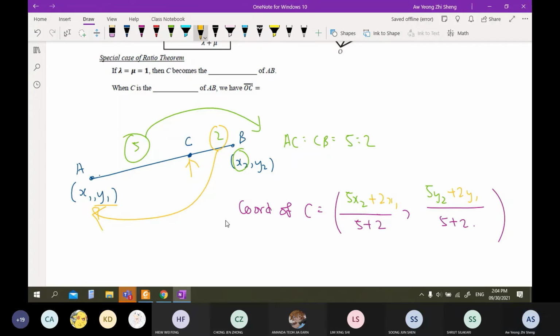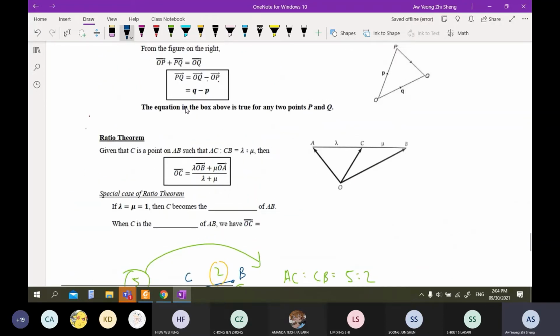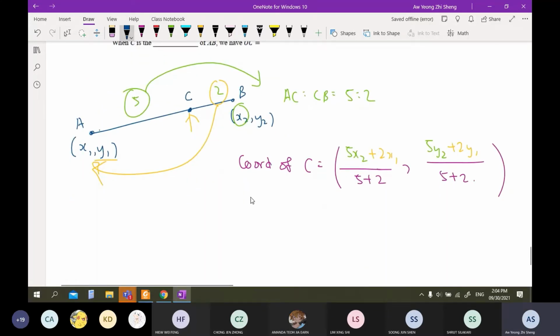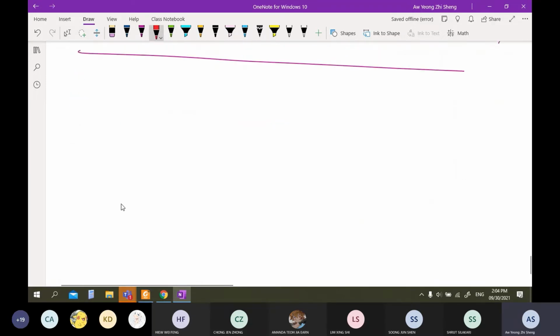form. And the idea is exactly the same, just that now we write everything in vectors rather than coordinates. So this will also be applicable to 3D, and not only 2D. This idea is also applicable to 3D. So for the case of vector, let's make a comparison. I mentioned midpoint first.